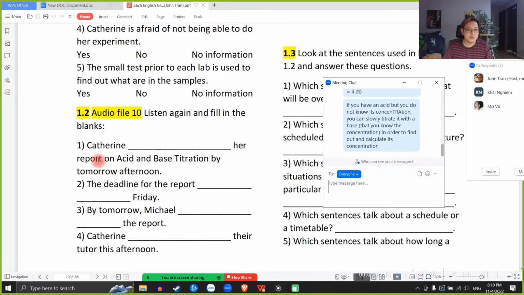Her report on acid and base titration by tomorrow afternoon.